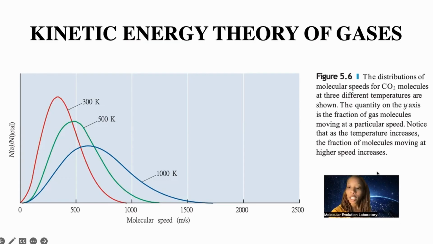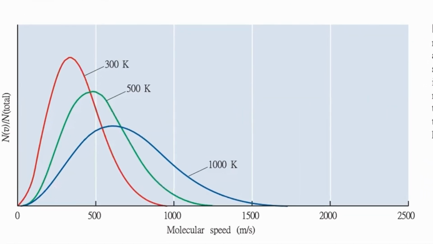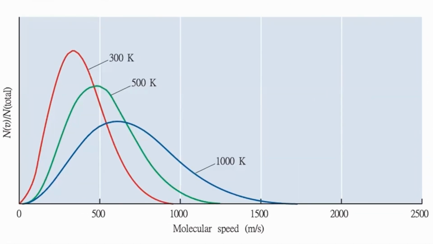The distribution of molecular speeds of CO2 molecules at different temperatures is shown. The quantity on the y-axis is the fraction of gas molecules moving at a particular speed. Notice that as the temperature increases, the fraction of molecules moving at higher speeds also increases. Here we can see the temperature in Kelvin. At 1000 Kelvin, the peak moves more towards the right. Speed basically increases as the temperature increases.